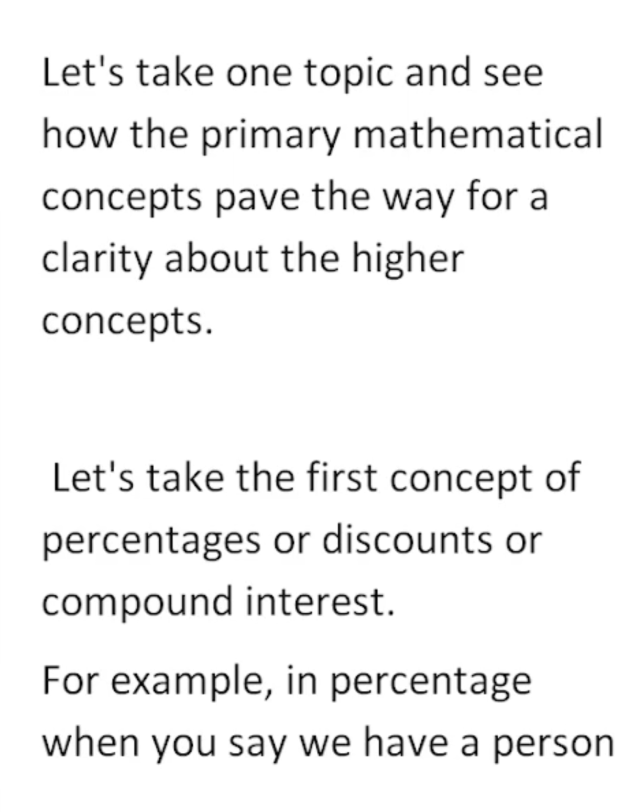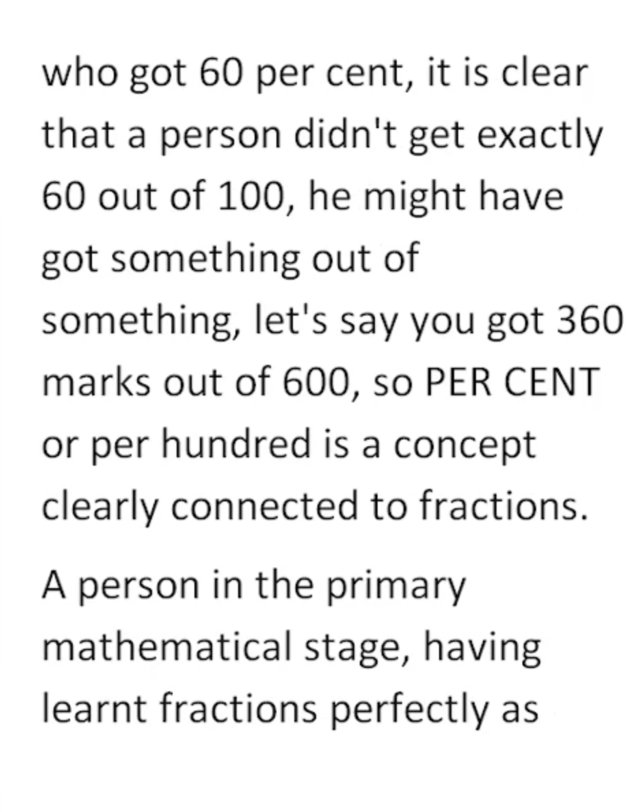For example, in percentage, when you say a person got 60%, it is clear that the person didn't get exactly, literally 60 out of 100. He might have got something else, like 60 out of 600 or 1000 marks total. But you say his percent is 60. Let's say he got 360 marks out of 3600. So percent, or per 100, is a concept clearly connected to fractions, right? So if you know fractions, you've got the concept of percent.